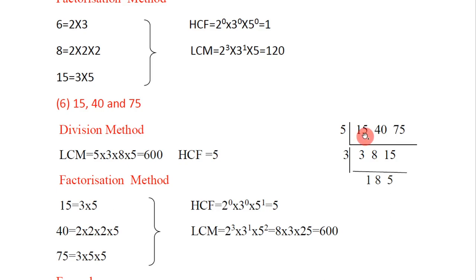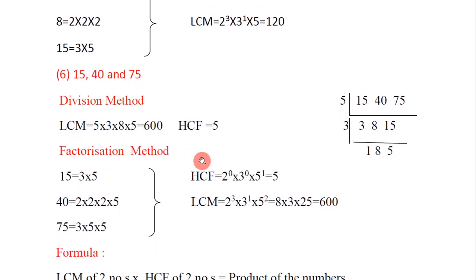And HCF, first see the first divisor 5. It is a common factor of all the three numbers. So we can take 5. Then if any other divisor is common to all the three numbers, we can take it. But here 3 is common to only 3 and 15 but not 8. So we can't take this. Therefore only 5 is the HCF.